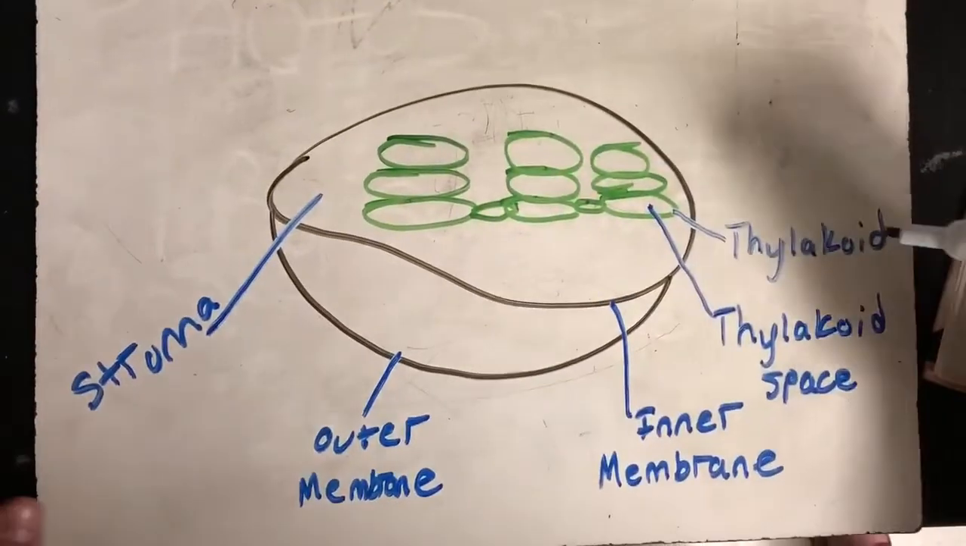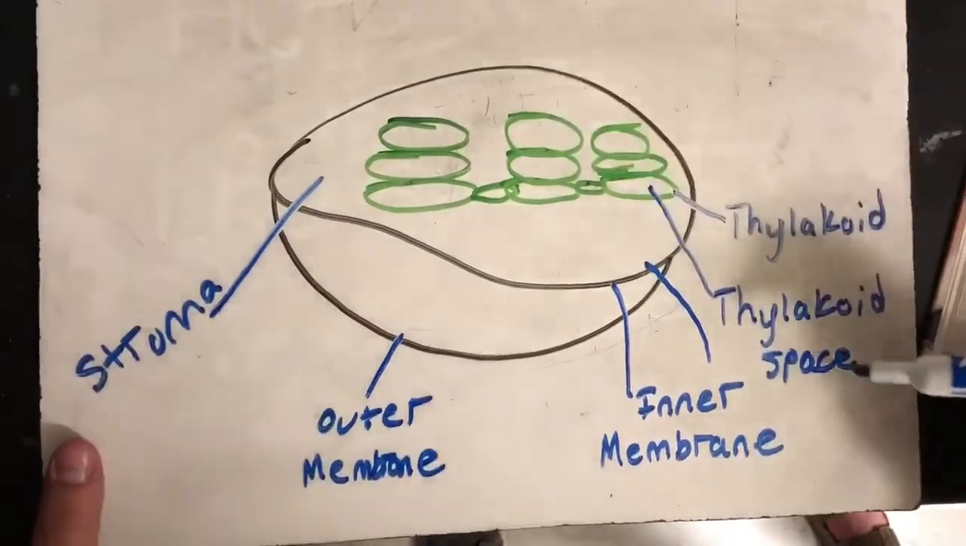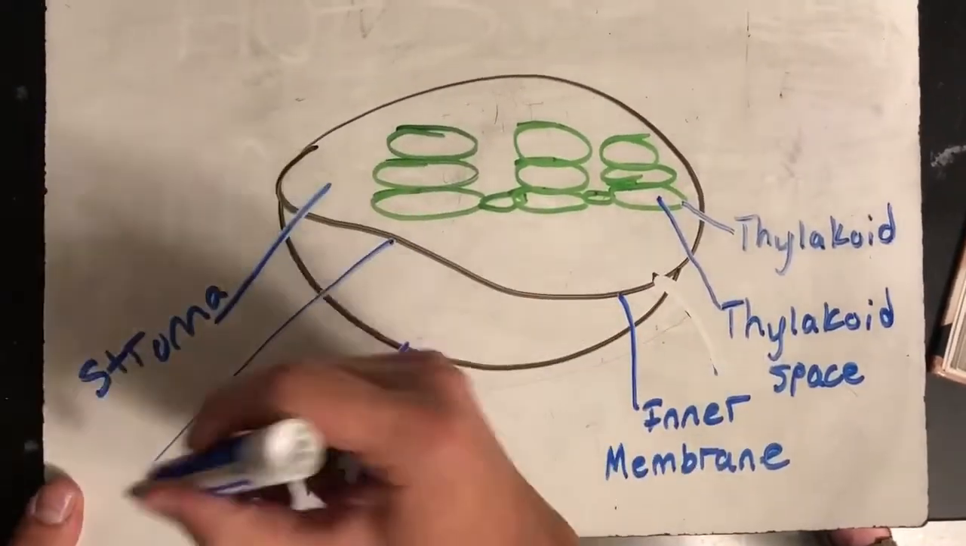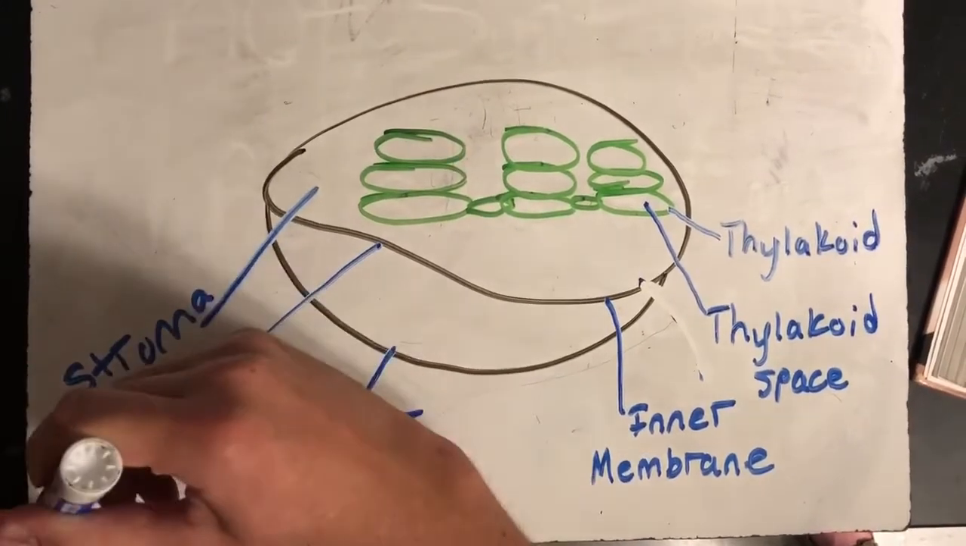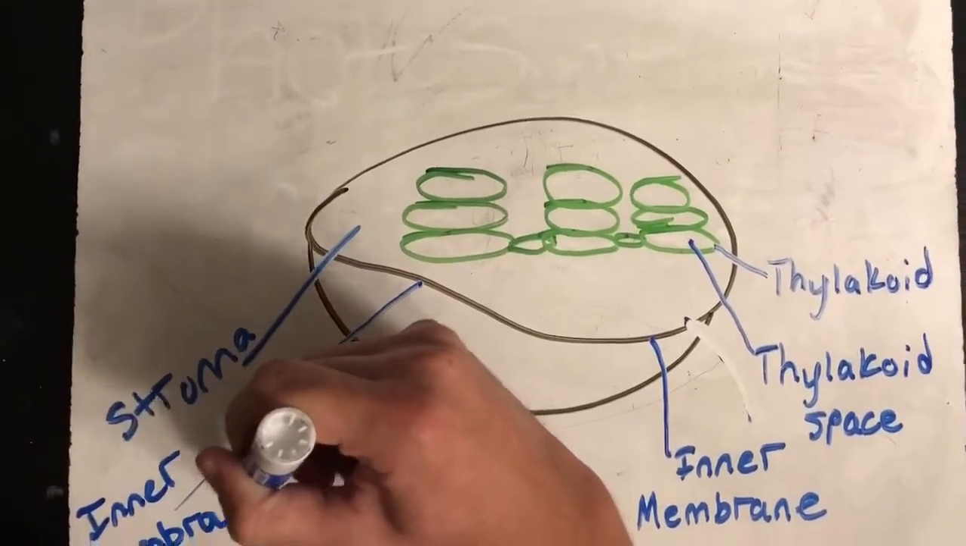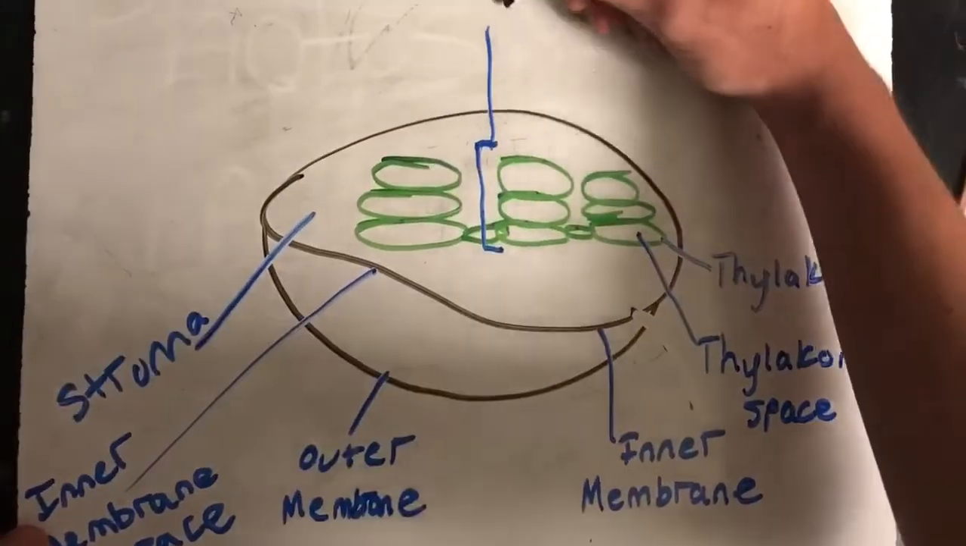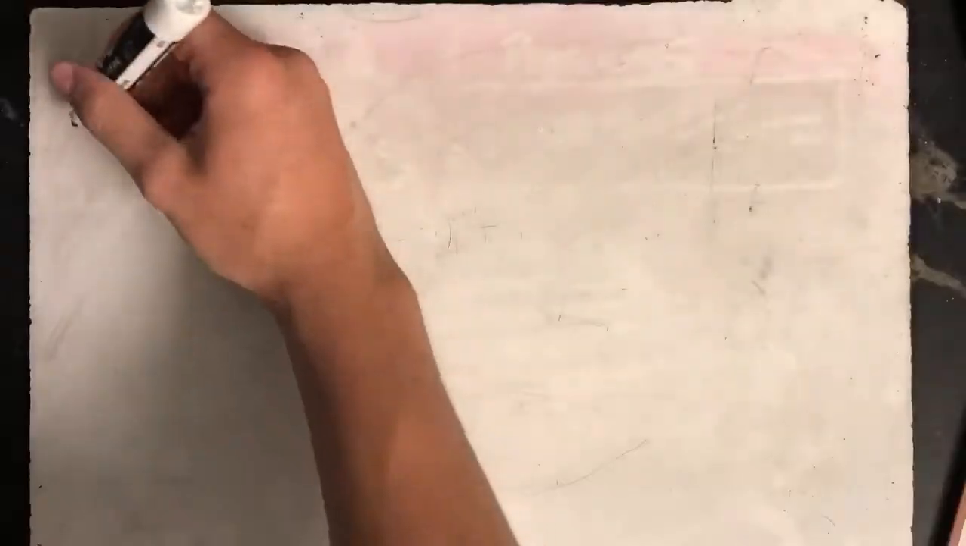Then you also have the inner membrane and the outer membrane. Within those two, you have the intermembrane space, and then a stack of 3 thylakoids or more is known as a granum.